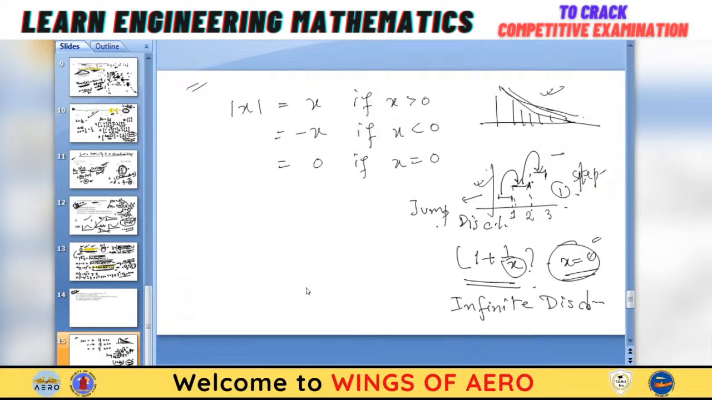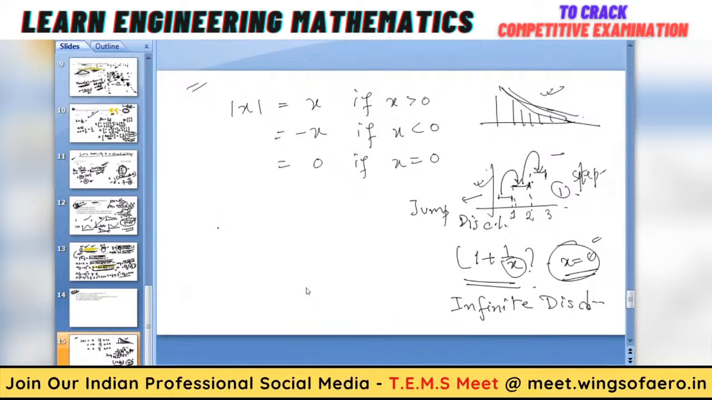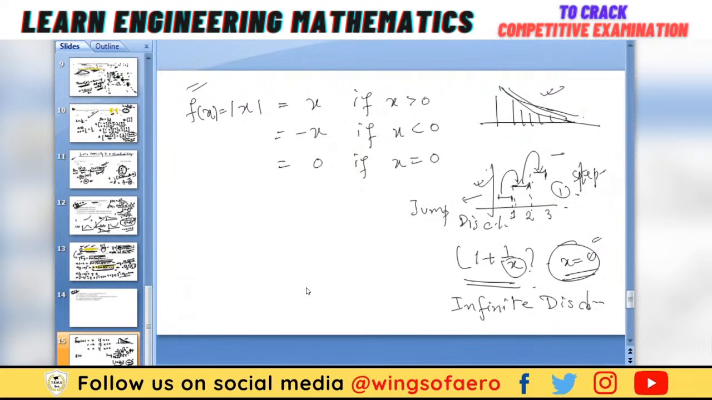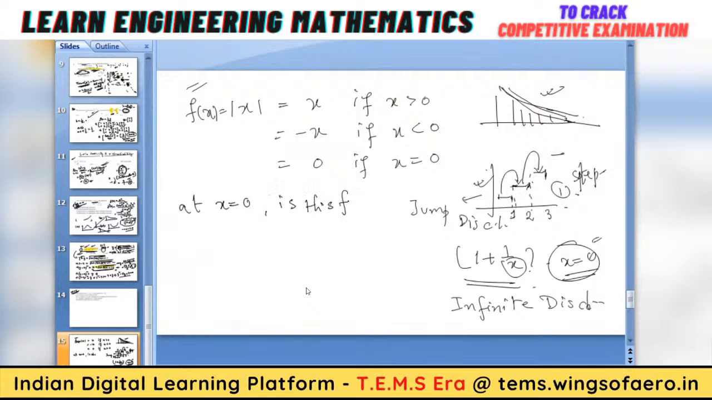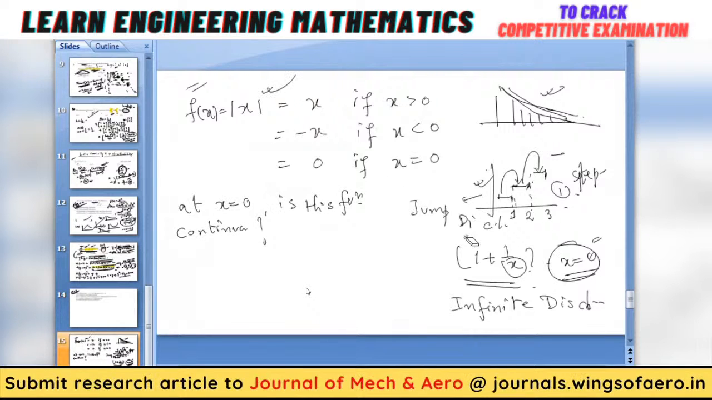Okay. So now, how do we find out whether a function is continuous or discontinuous? You have to find the right hand limit and left hand limit first. Suppose a function is given to you, f(x) equal to mod x. Now you are going to find out whether, at x equal to 0, this function is continuous or not. I am talking about this function.